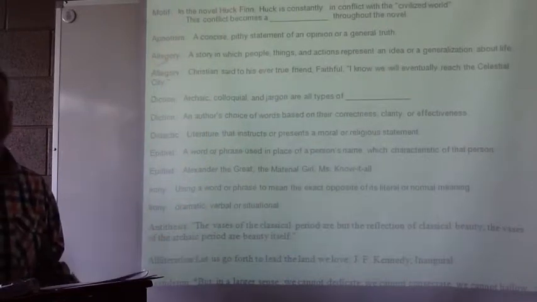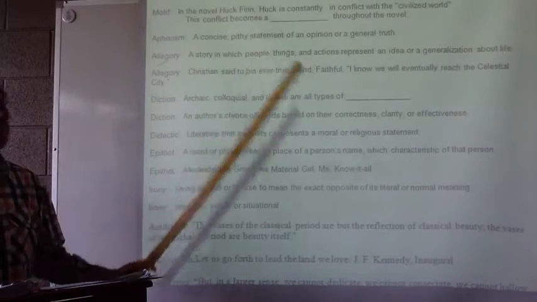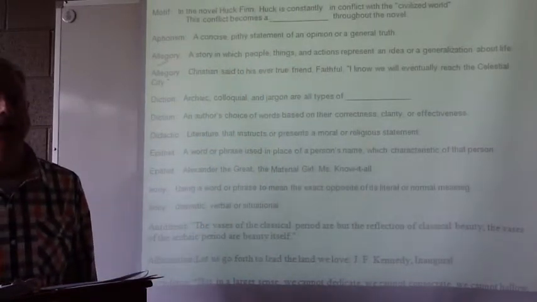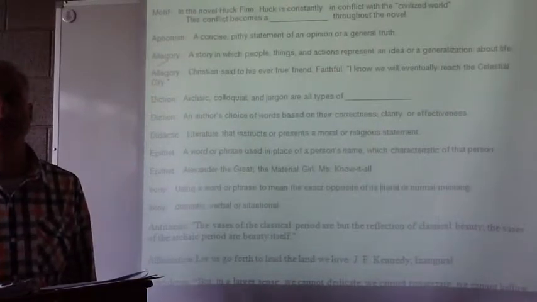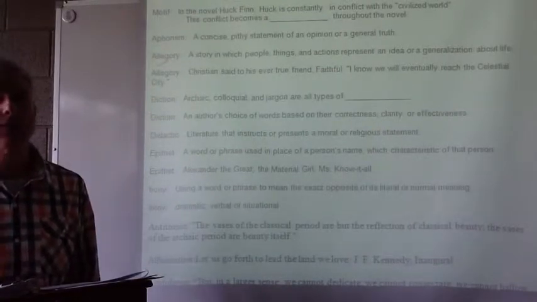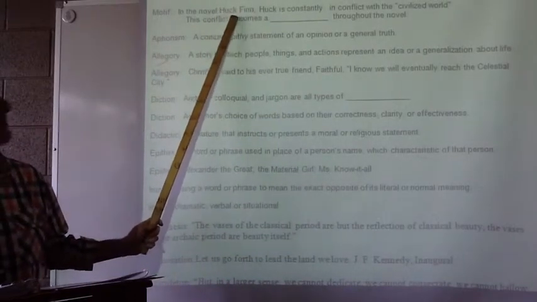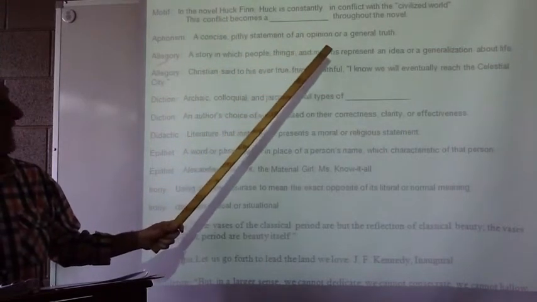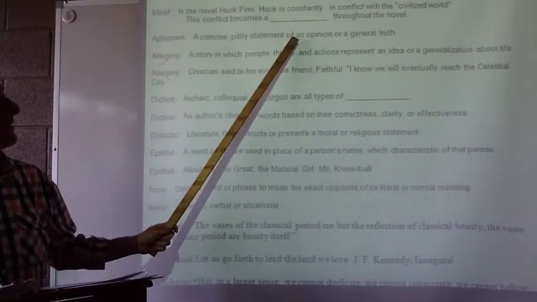Motif, M-O-T-I-F. And this is not a definition, but the definition: it's a recurring element in a piece of fiction that helps develop the theme, right? So, for instance, in the novel Huck Finn, Huck is constantly in conflict with the civilized world. This conflict becomes a motif.